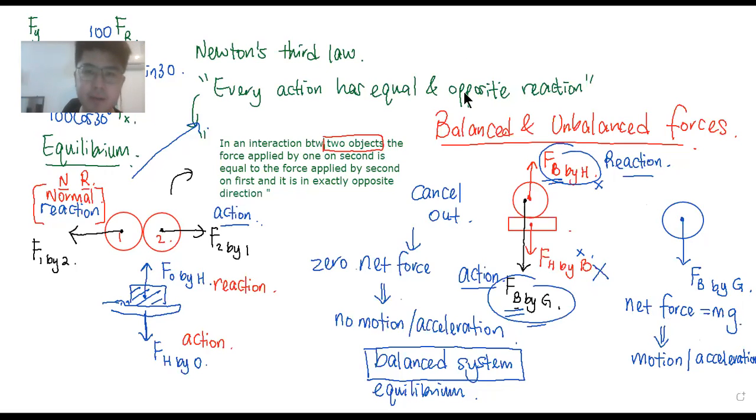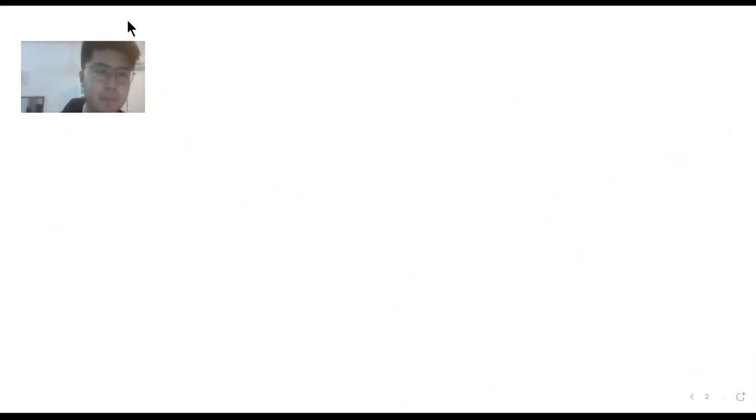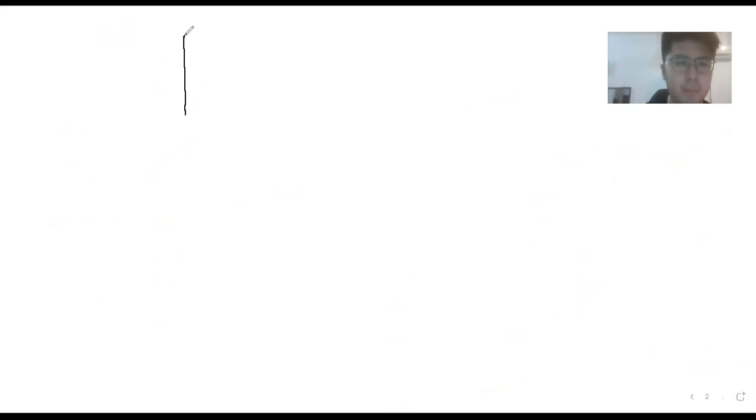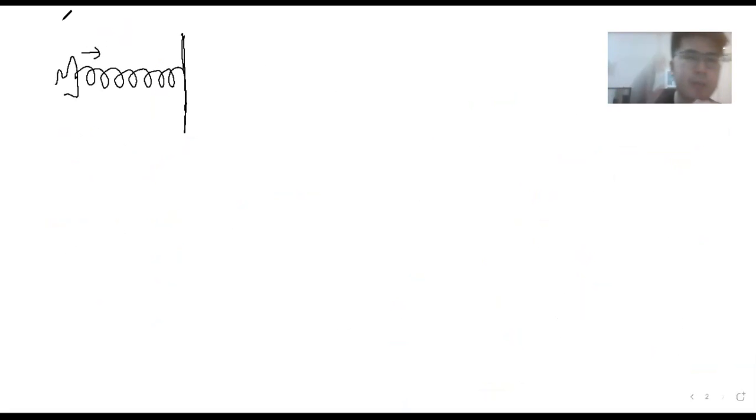In this case, we call it what? Unbalanced. Unbalanced and not in equilibrium. Okay, yeah? Now, when I press on a spring, this is a wall, and then you have a spring like this. When I press on the spring like this, I apply a force on the spring. Initially, the moment I press it, the forces are unbalanced.